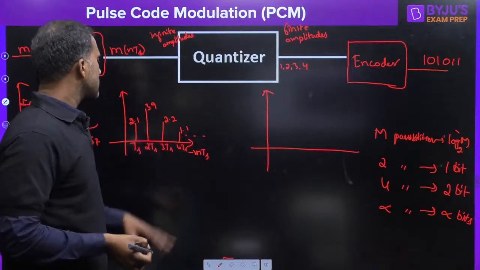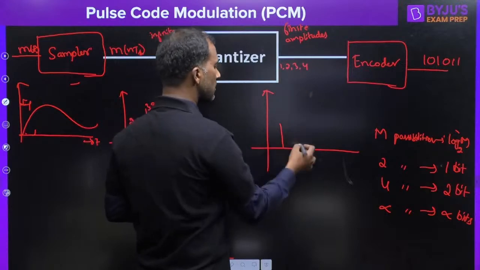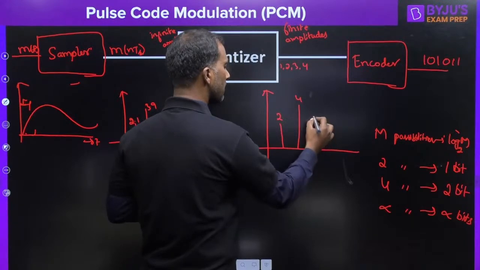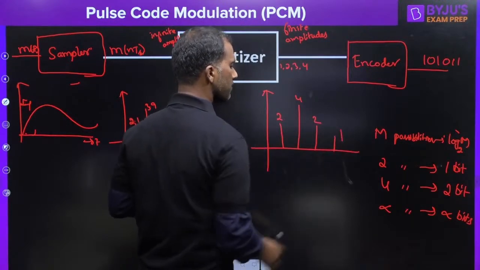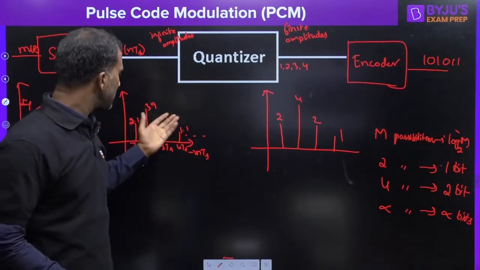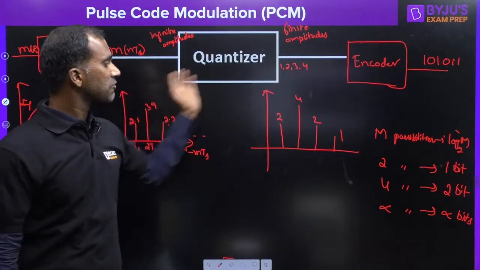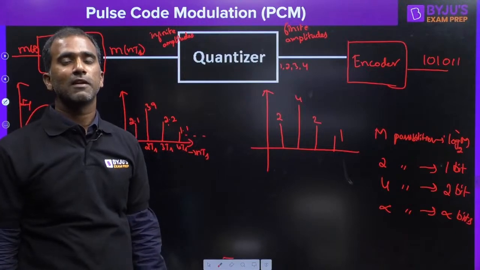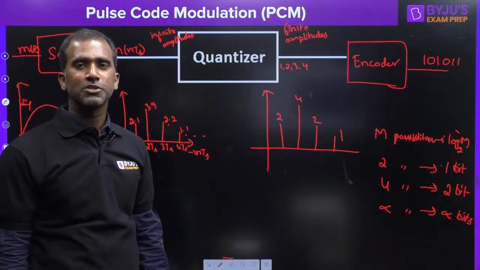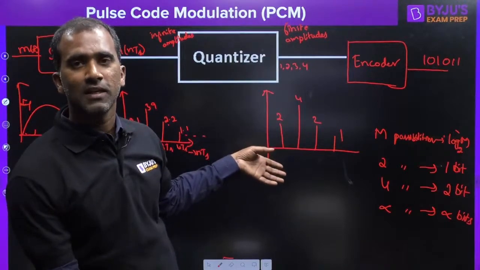So let us quantize them. 2.1 is quantized and it becomes 2. And 3.9, what is the closest voltage? 4 is the closest voltage. And 2.2, the closest voltage is 2 again. And 1.1, the closest voltage is 1. Quantization is nothing but approximating the voltages with the closest quantization levels, because we want to convert infinite things to finite things. When we are converting infinite things to finite things, is there something happening because of quantization that we don't want to happen?